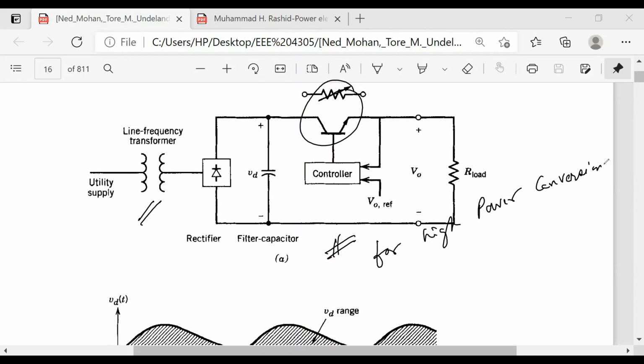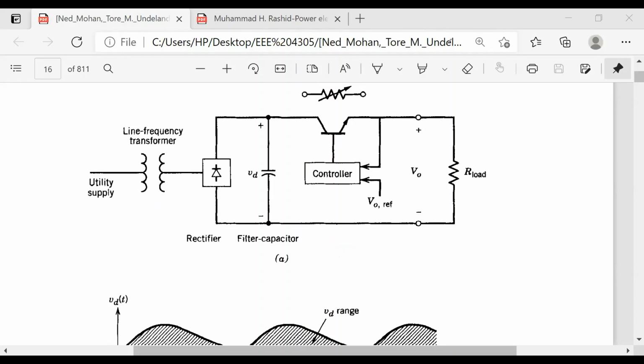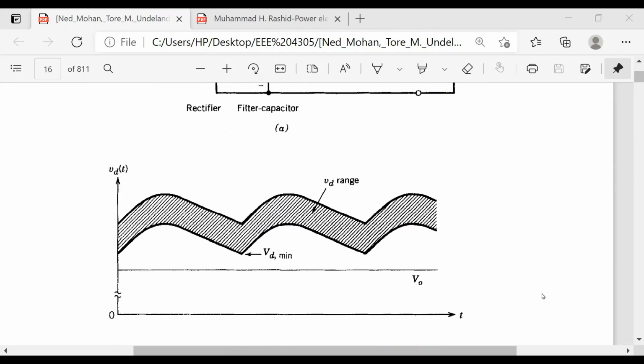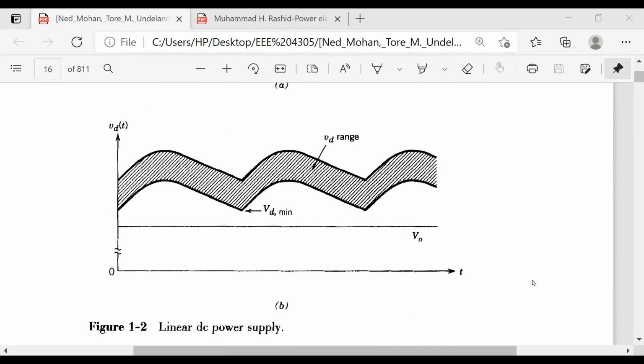So now, what will be our alternative? There is a figure here. Can you see the figure?